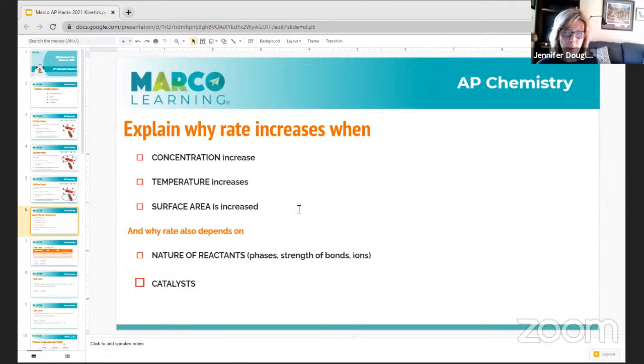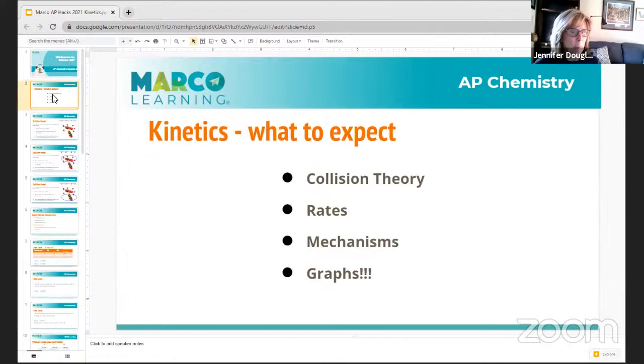So if they ask you to talk about why a rate is increasing, think about talking about why whatever factors they describe to you, and it'll be one of these, make the collisions occur more often or with more energy, and then you'll have your point. So that's the first thing. That's collision theory.